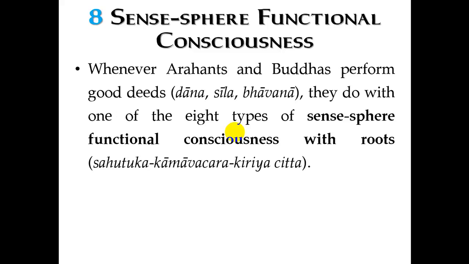So the reason we use sahetuka is that among the 18 rootless consciousness, we have three types of functional consciousness, right? Five-door adverting consciousness, mind-door adverting consciousness, and smile-producing consciousness. These are rootless functional consciousness. To distinguish from these three types, we have to use the word sahetuka, with the root. So when we talk about Arahant, we are referring to normal Arahants, the Buddha and Pacceka Buddha, right? Whenever an Arahant does something good, they will do one of the 8 types of sense-sphere functional consciousness.